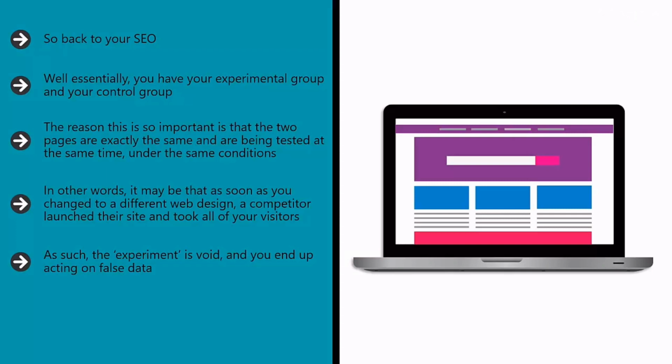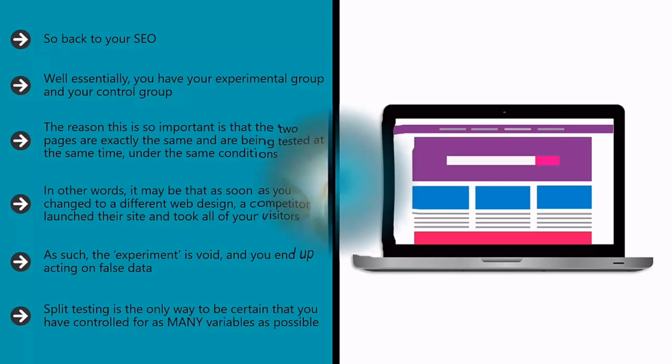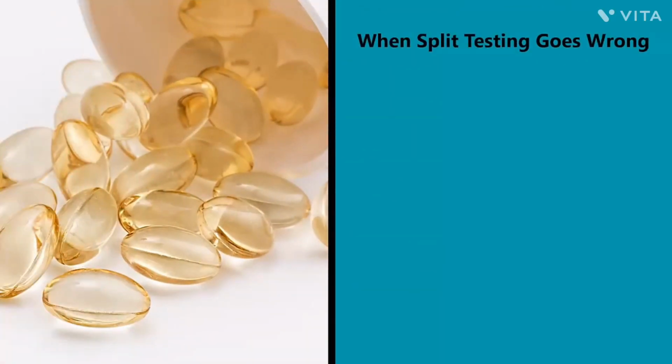Likewise, if you were to simply adopt some changes in your next article, you couldn't know for certain that any boost or drop in performance wasn't simply due to the content of that article being better or worse. Split testing is the only way to be certain that you have controlled for as many variables as possible. When split testing goes wrong: so, a split test is absolutely impervious to error, right?